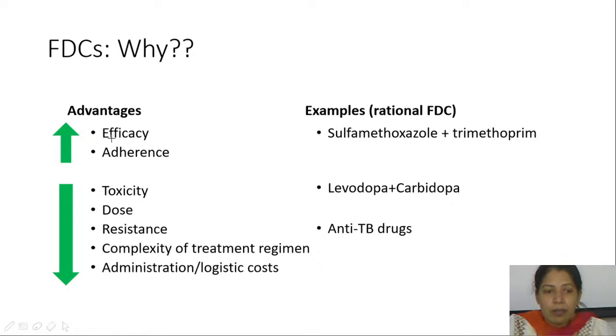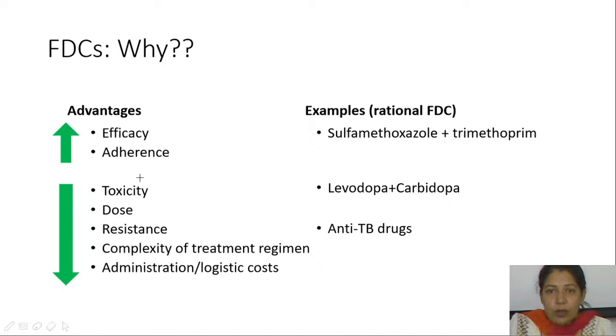So when I say FDCs may increase efficacy, I mean that in this example, sulfamethoxazole and trimethoprim act on 2 subsequent steps of folate utilization in the bacteria. Individually, both these drugs are bacteriostatic, but when used in combination as co-trimoxazole, they become bactericidal. So that's increasing the efficacy. 1 plus 1 here becomes 3. Then because you're replacing 2 tablets with 1 tablet, it tends to increase patient adherence also.